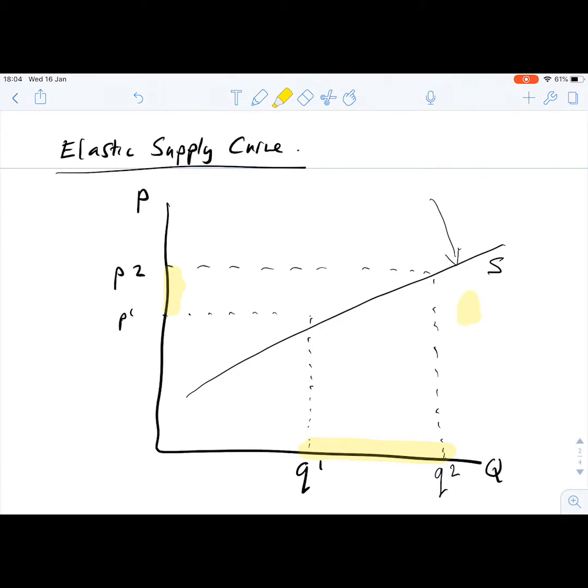Let's go to the pencil. The percentage change in quantity supplied is much greater than the percentage change in price. This means that PES is elastic.